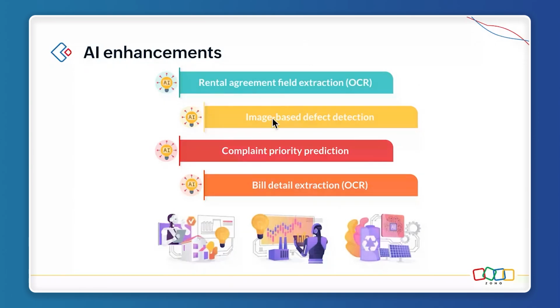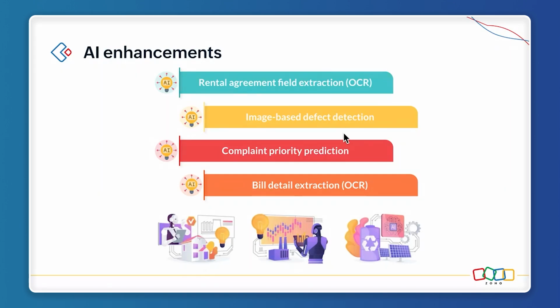And the next is image based defect detection. This comes under the compliance module, where whenever there is any complaint that the tenants are raising, all they can do is click a picture of any damaged or repaired thing, upload it within the application, and this AI will analyze the image and give me the title of the complaint as well as the description of the complaint, right?